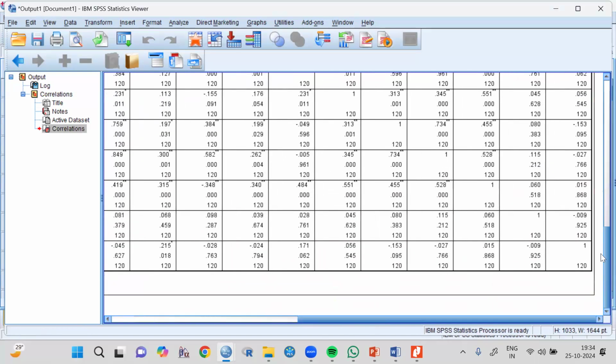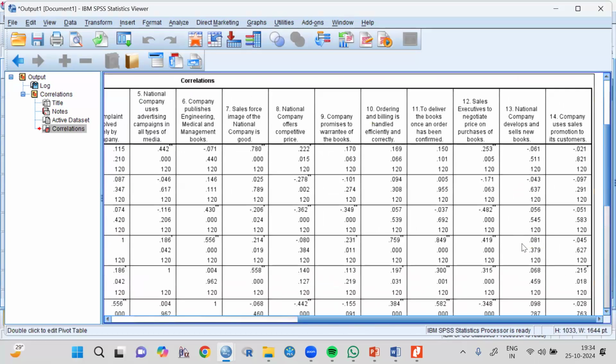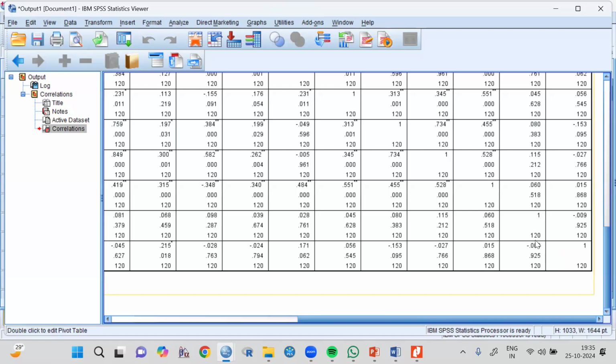So we find question number 13 and question number 14, and 13 question. Sorry, 12 and 13 question. There is no star here. I am taking only the lower triangular matrix. So there are two variables, 13 and 12. Both the questions are not correlated.